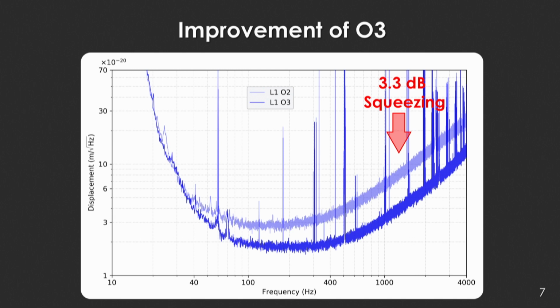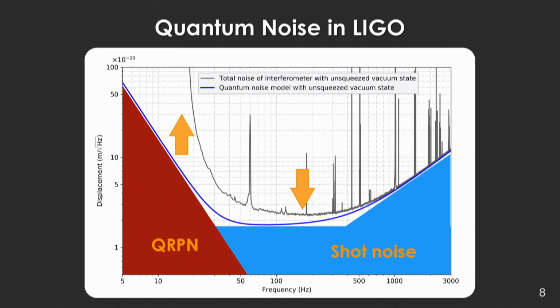And we can see that from the light blue curve, which is O2 to O3, the darker one, we are actually improving the sensitivity by a factor of square root of 2. And this is from 3.3 dB of squeezing. What is more exciting is that the squeezing is helping LIGO detect more gravitational wave events, but at the same time, it gives us more fundamental physics at this large scale. Think about what it means with 40 kilogram mirrors. We human beings are around 40, 50, 60 kilograms. So that's actually a really human-scale system.